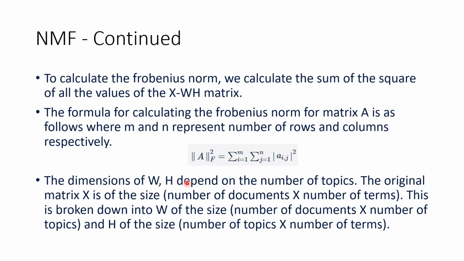The dimensions of W and H will depend on the number of topics. The original matrix X is of the size number of documents into number of terms. We are dividing that into these two parts, where W will be number of documents into number of topics, and H is of the size number of topics into number of terms. So this is the basic understanding about the topic of NMF.